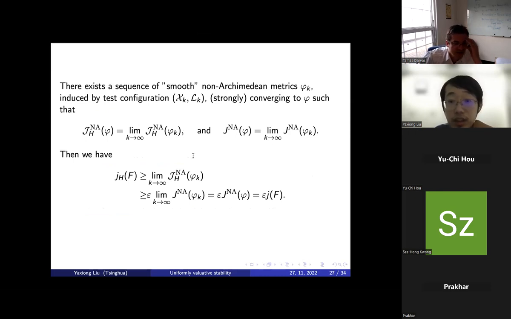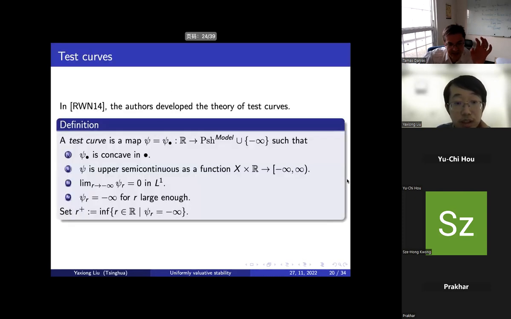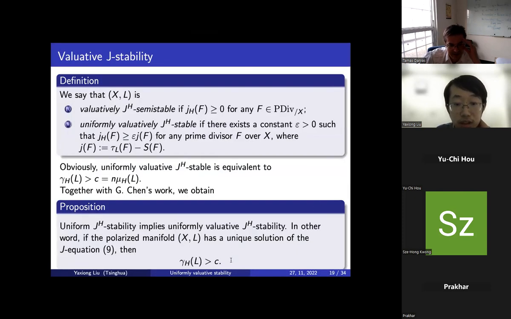So yeah, quick question before you move on to the next topic. Yeah. At one point, you mentioned this result of Gao Chen. Yeah. You said by his result, if there exists a J-extremal metric, then you are stable in this sense, right? Yes.